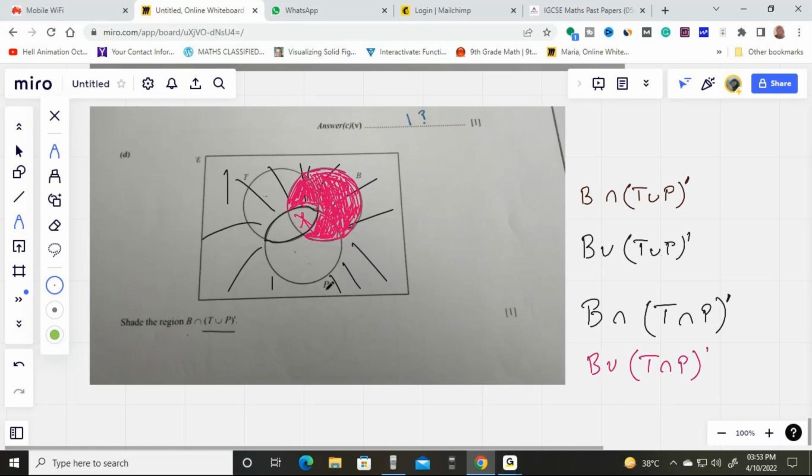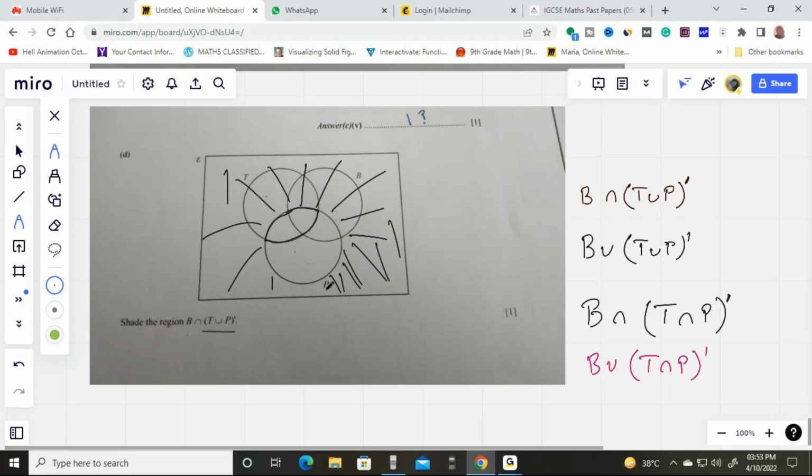If you get this situation, let me remove this first. Wait, I think we did it. If I overlap here, it will mess up the whole thing. That's why I'm removing. This is T intersection P, and I'm not going to consider this. T intersection P whole complement is this. So you need to shade this whole region, including your B.